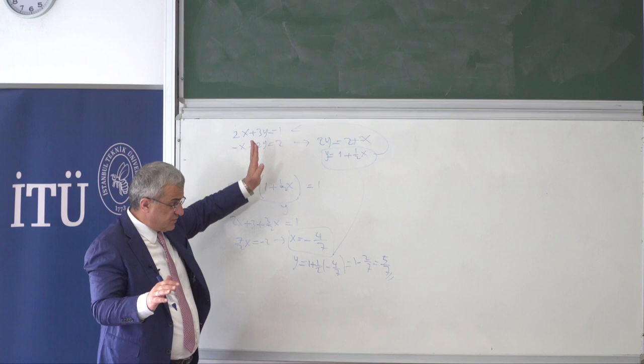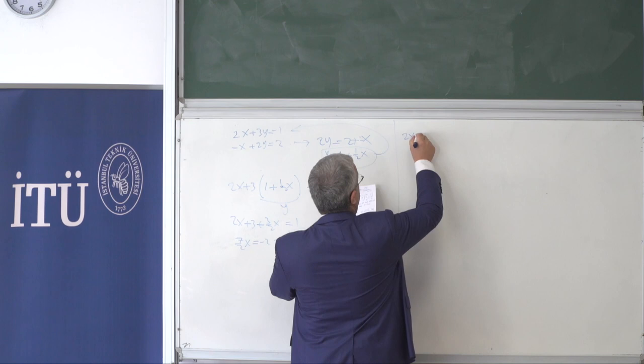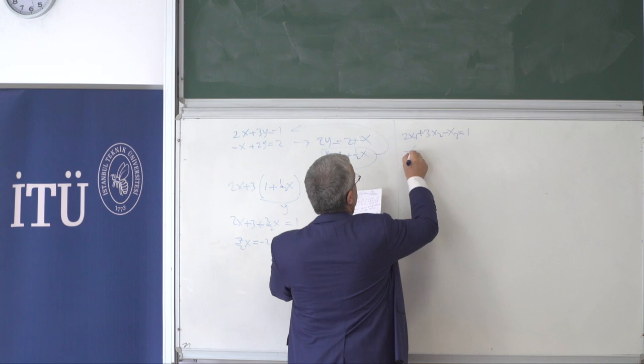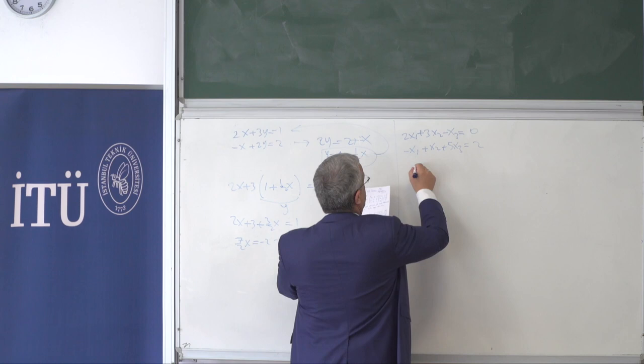Let me just take this equation I wrote here. So 2x1 plus 3x2 minus x3 is equal to 1. Minus x1 plus x2 plus 5x3 is equal to 0. And this is 2x1 plus 2x2 plus x3 is equal to 1.